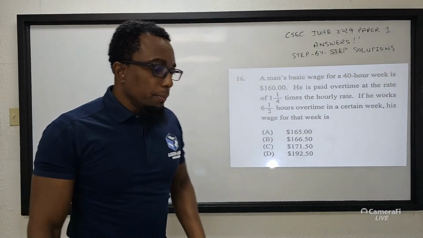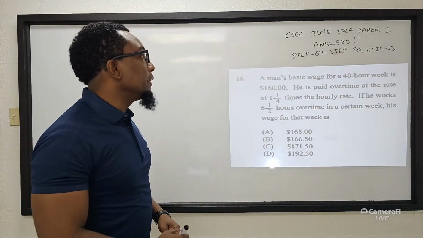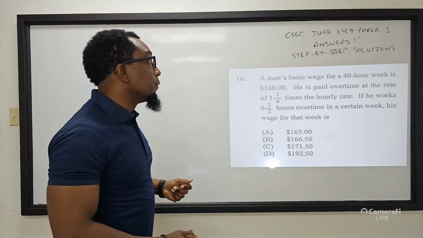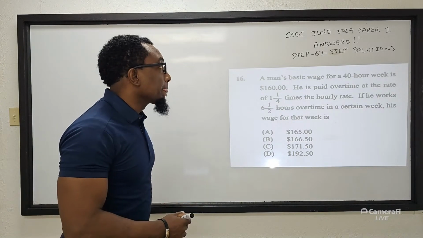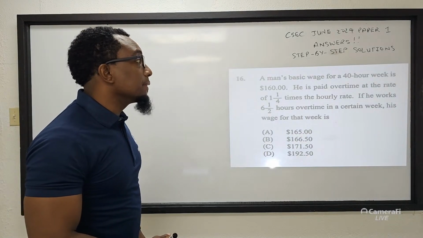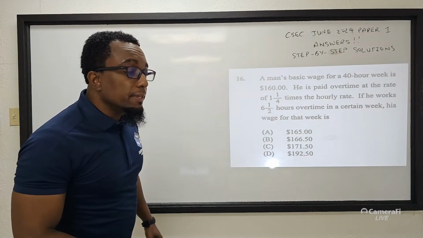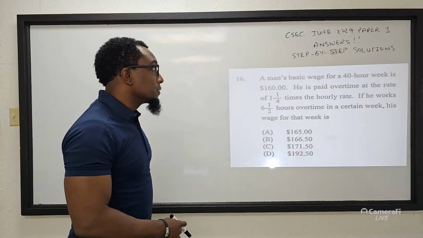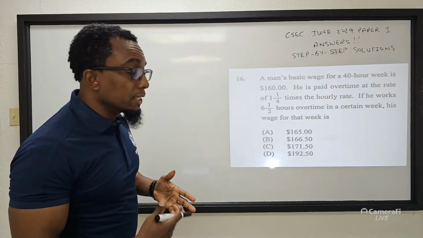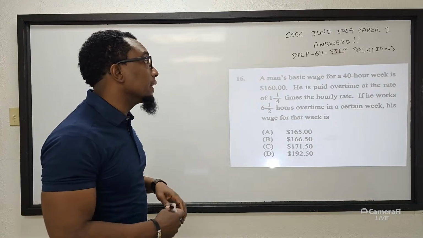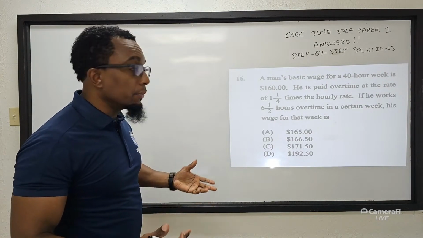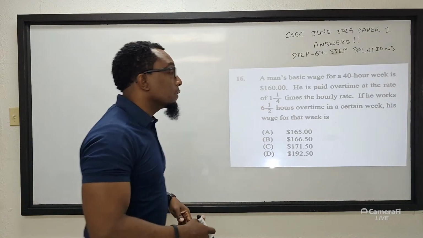A man's basic wage for a 40-hour week is $160. He's paid overtime at a rate of 1.25 times the hourly rate. If he works 6.5 hours overtime in a certain week, his wage for that week is. So if he works 6.5 hours overtime in a certain week, what is his wage for that week? Wage meaning the total wage, which is a combination of his basic wage, which we know already, and of course the overtime wage.